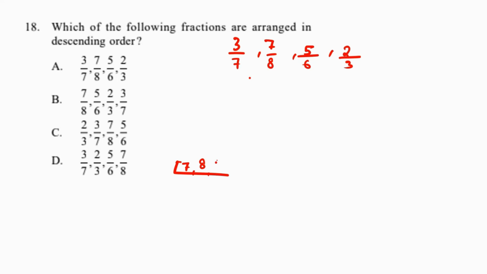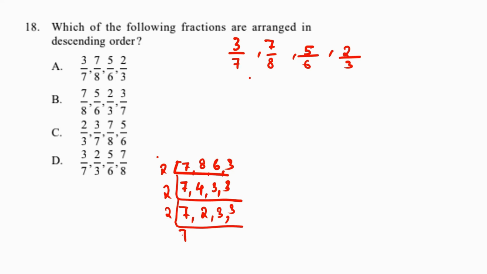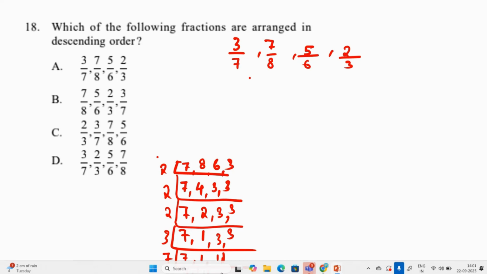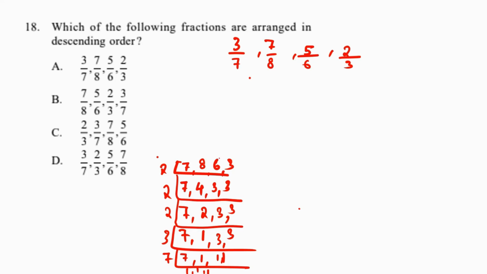That's 7, 8, 6, and 3. If we just try to factorize this, we'll have to find the LCM, and again we would use a 2. 7 is not divisible, so 1, 3, and 3 come over here. Next, we use 3, because none of them are divisible by 2. And the last one would be 7, making all of it 1. So this is the LCM.